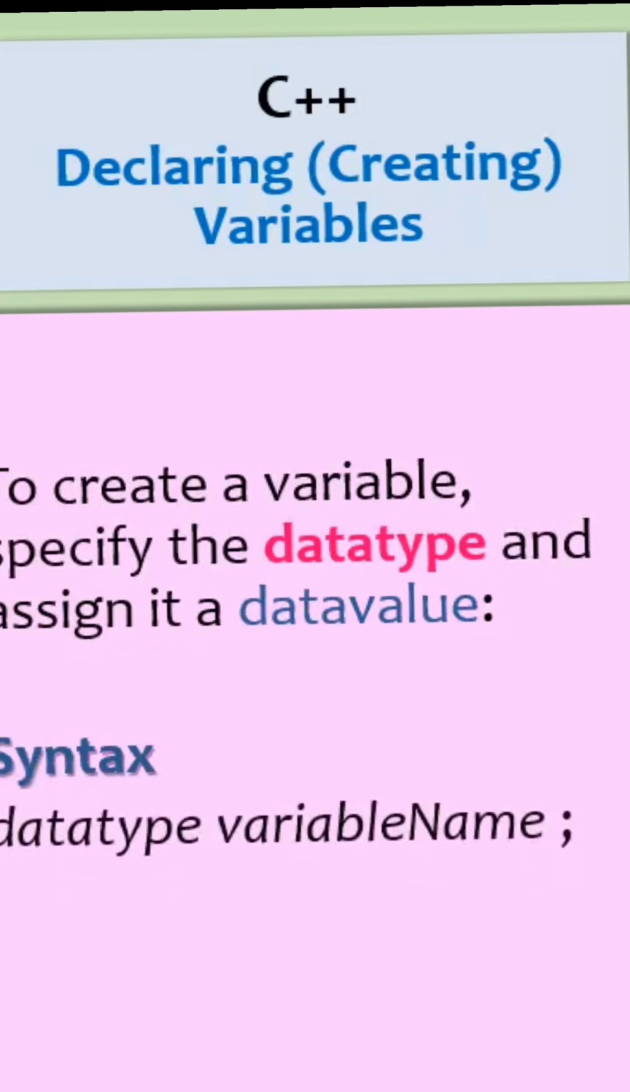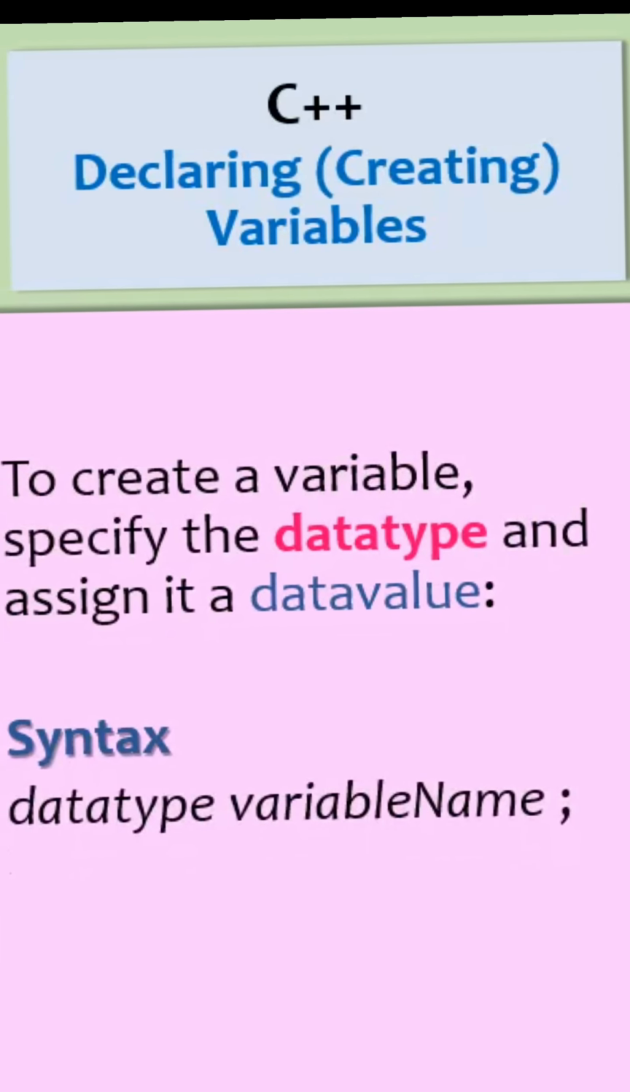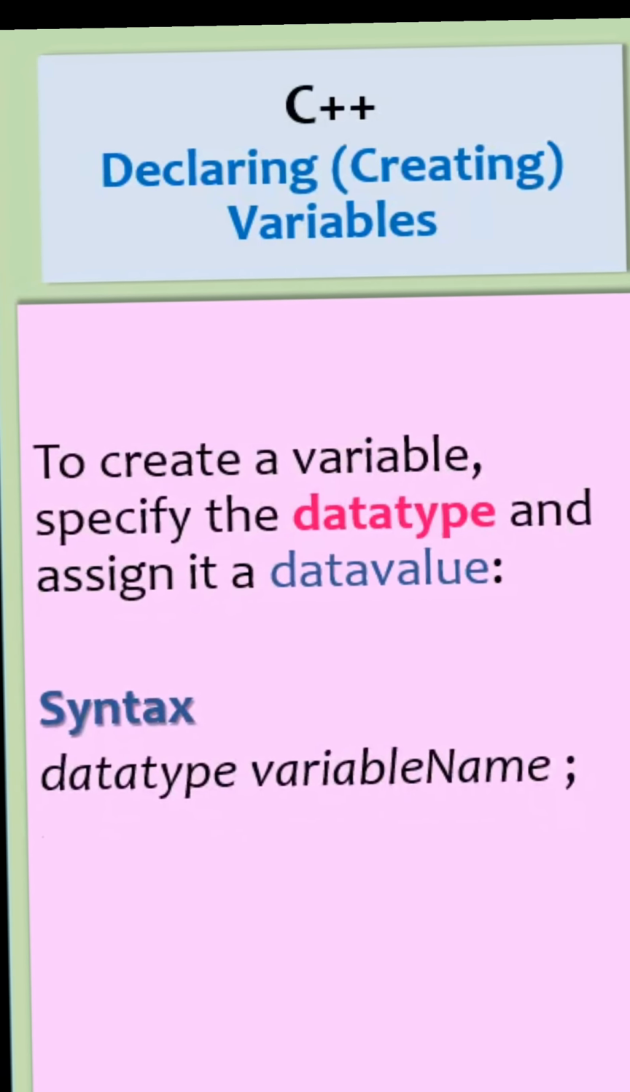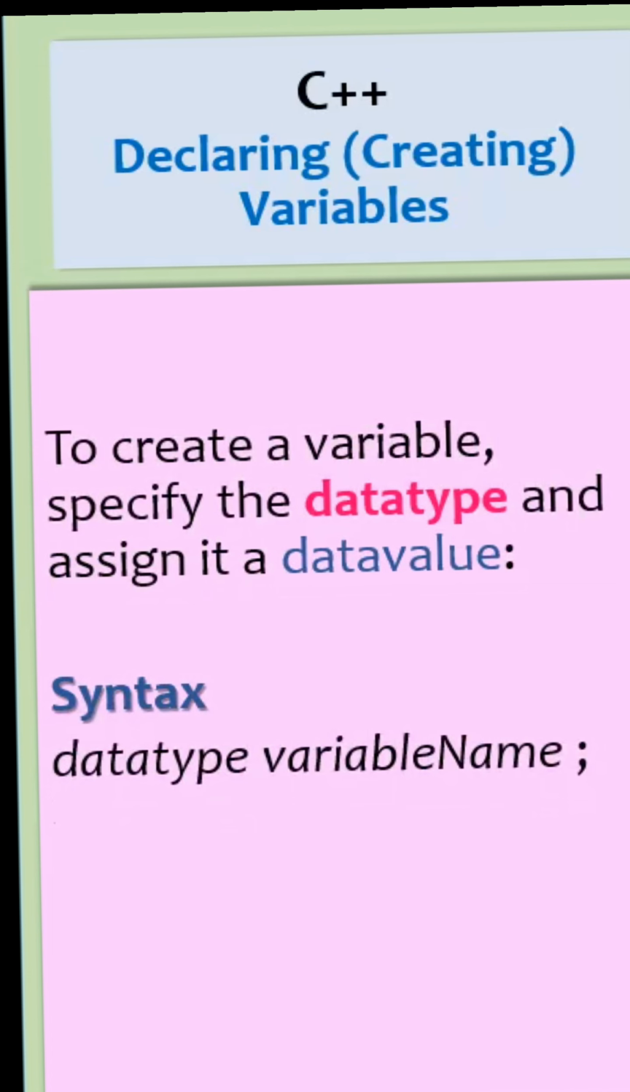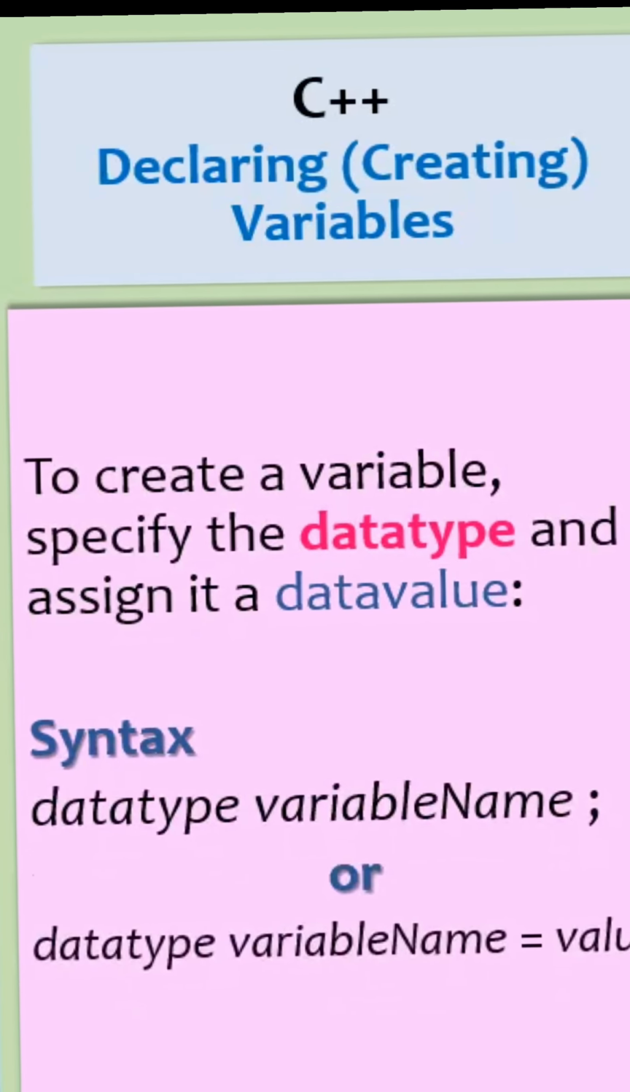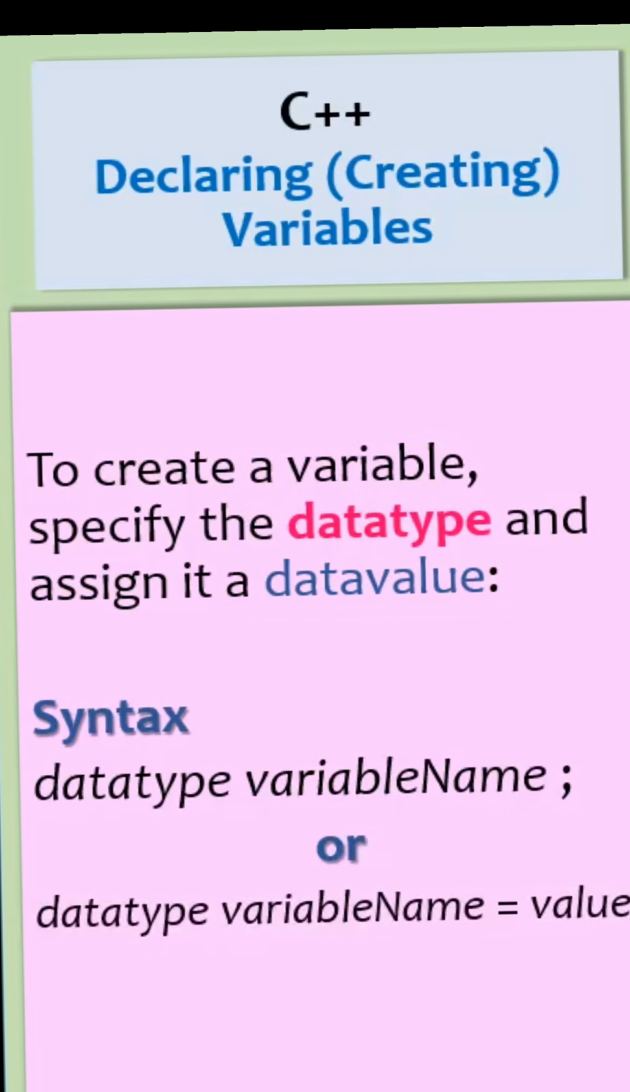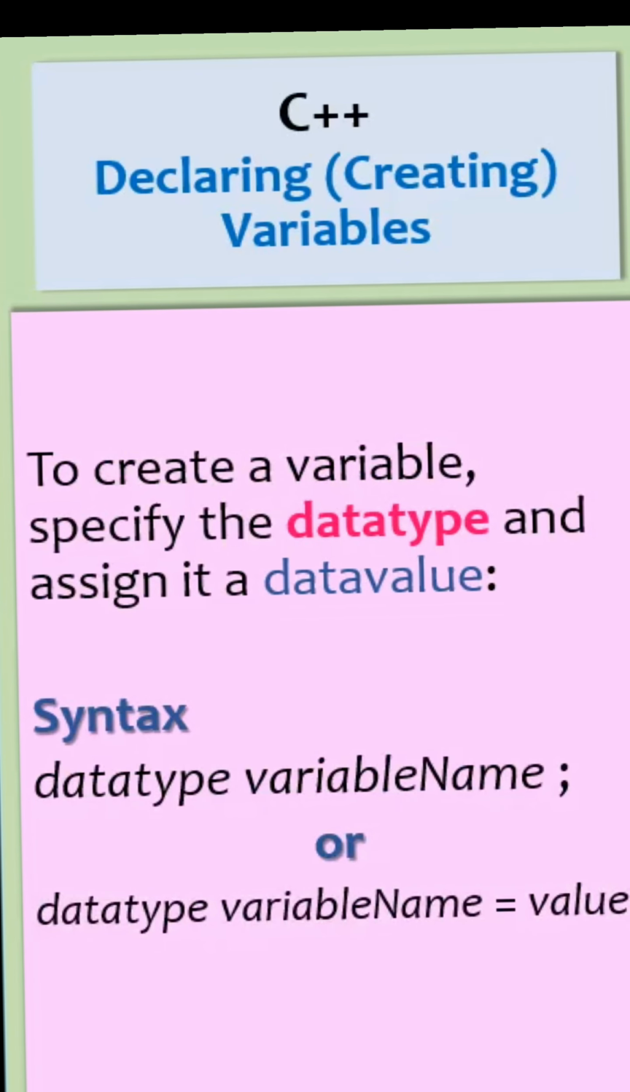So the syntax will be data type followed by the variable name, and end it with a semicolon. This statement will create a variable of whatever data type you have mentioned. Or we can also assign the data value at the time of variable declaration. So data type followed by the variable name equal to the data value.